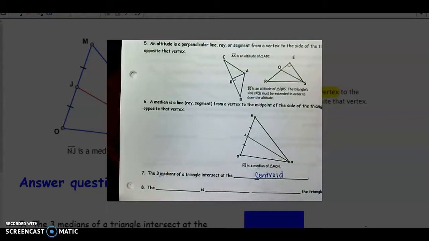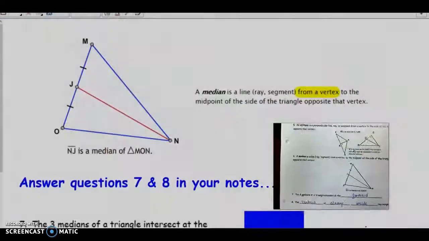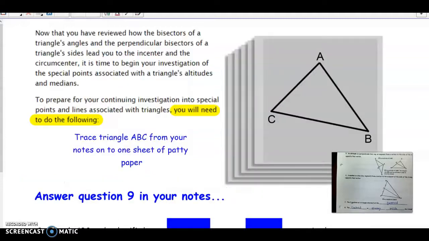Another important fact about the centroid is the centroid is always inside the triangle. So remember, the incenter is always inside, and now we're learning the centroid is always inside. Remember, the perpendicular bisectors intersect at the circumcenter, and that can be inside, on, or outside. But the centroid and the incenter always are inside. Lots of things to study and remember.